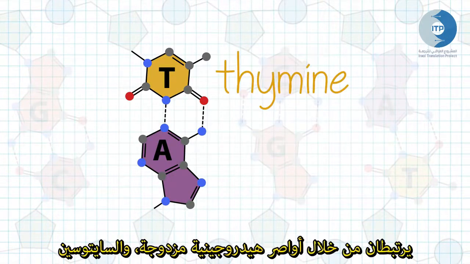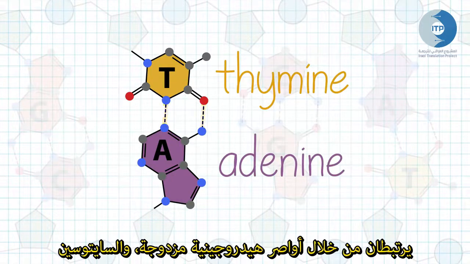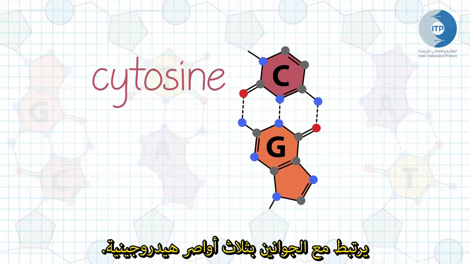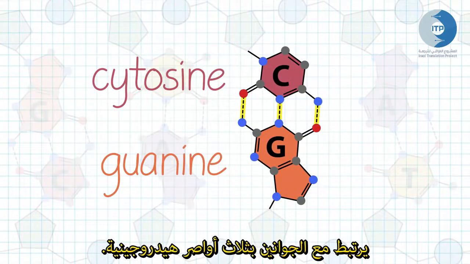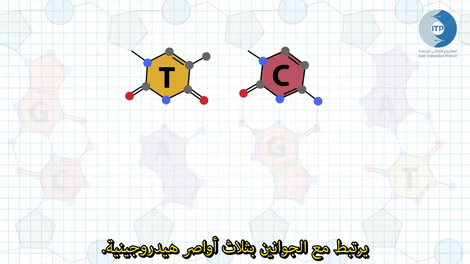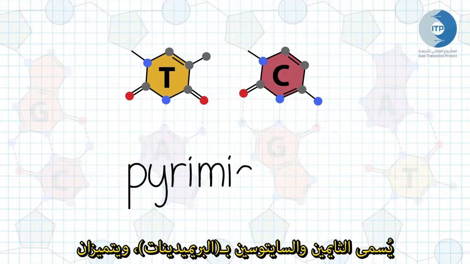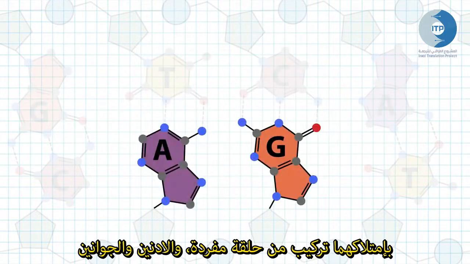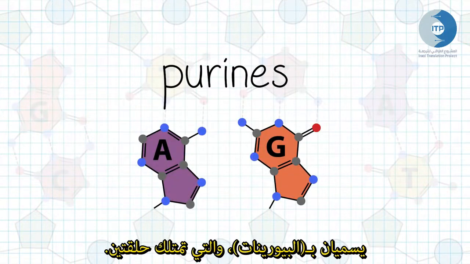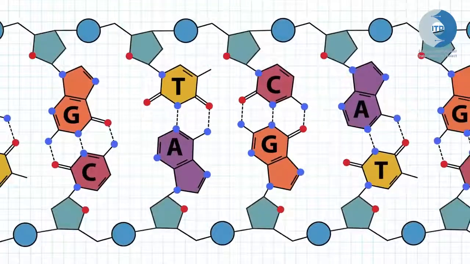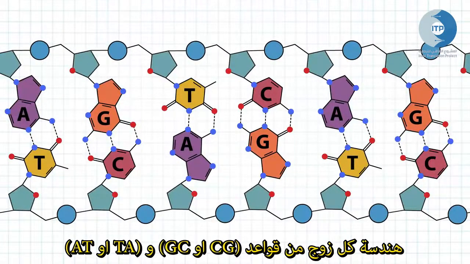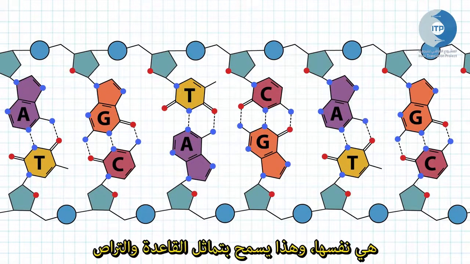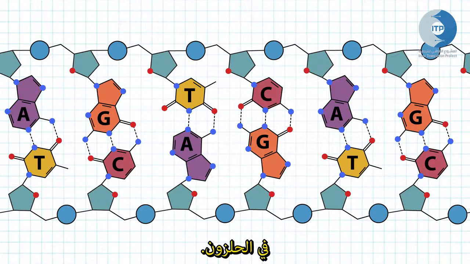Thymine preferentially pairs with adenine through 2 hydrogen bonds, and cytosine preferentially pairs with guanine through 3 hydrogen bonds. Thymine and cytosine are called pyrimidines, characterized by their single ring structure, and adenine and guanine are called purines, which have double rings. The geometry of the AT, or TA, and GC, or CG, base pairs is the same, allowing for symmetry and base stacking in the helix.